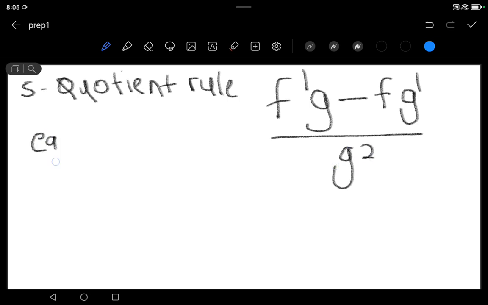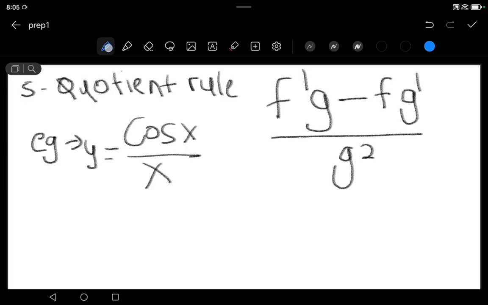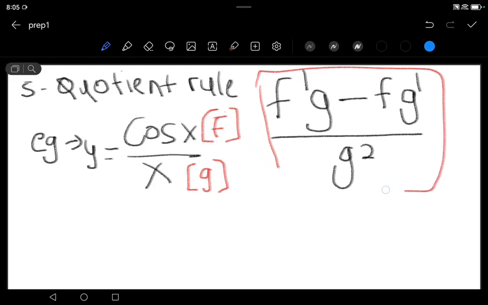For example, let's say we have cos x over x, and then they say derivate cos x over x. So if we have this function, we're gonna use the quotient rule. The numerator is gonna be our f, and then this is gonna be our g. To derivate this, we follow the formula: f prime g minus f multiplied by g prime, over g squared.